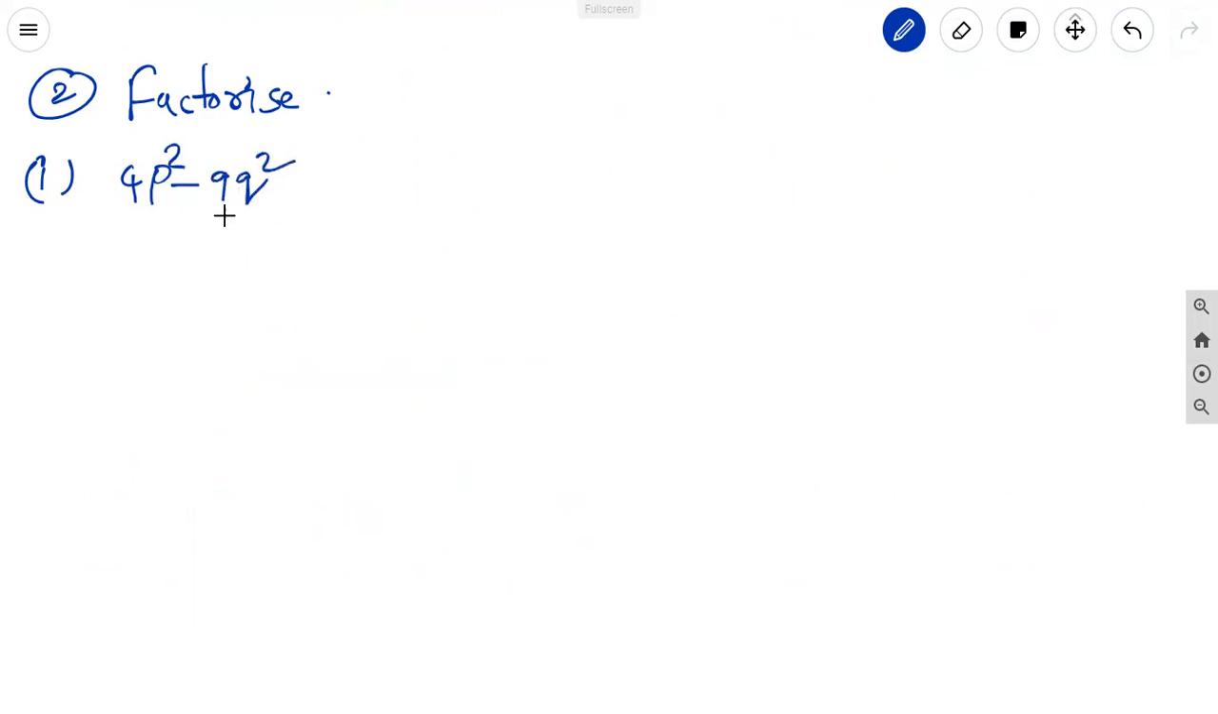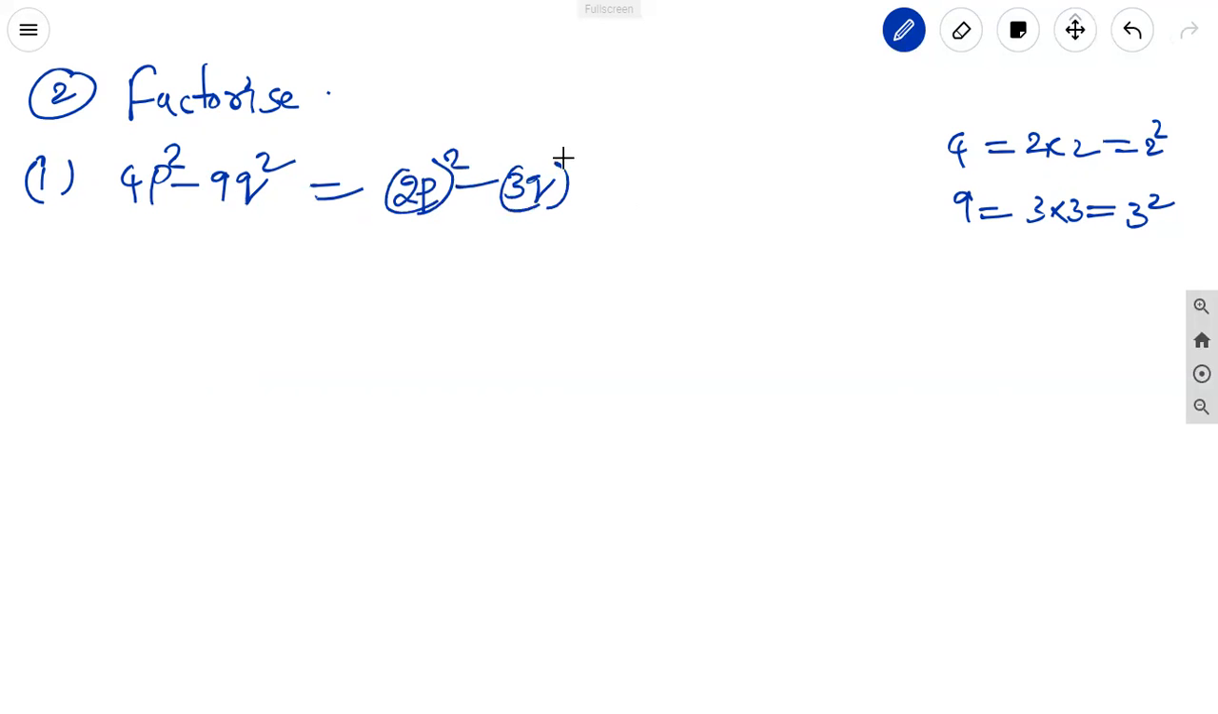Okay, this is the first problem. The second one is factorize. The first question is 4p square minus 9q square. Here we know that 4 equal to 2 twos are 4, that is nothing but 2 square. 9 is nothing but 3 threes are 9, 3 square. Okay, it is a perfect square, 9 and 4. So we can write it as 2p whole square minus 3q whole square.